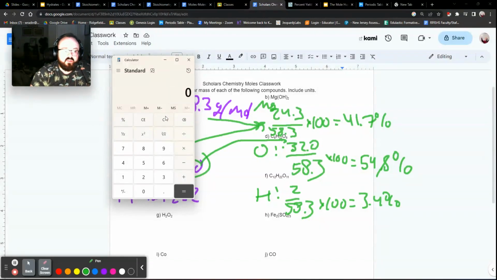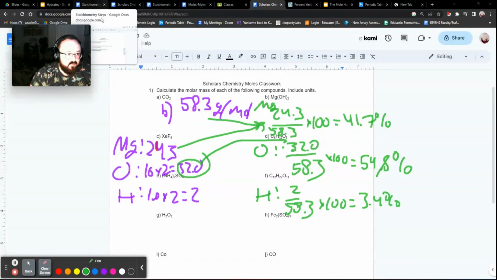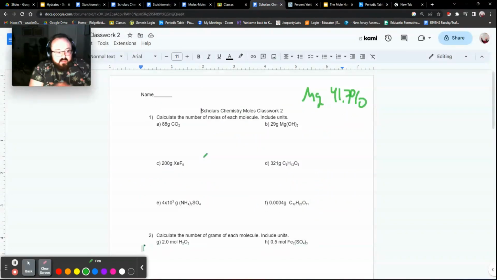There's our percent composition. Now, the one where we can go from this. Now, let's say I have a chunk of magnesium hydroxide. Let's say, just for example, I have 29 grams of magnesium hydroxide. How much of this sample is magnesium?